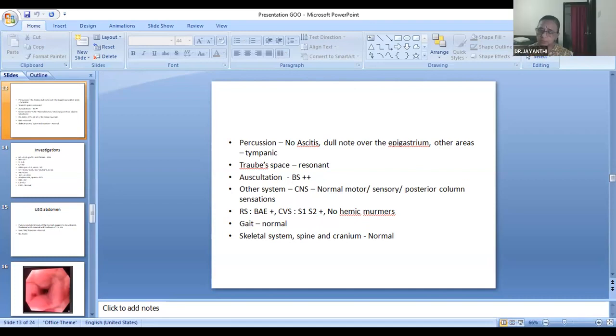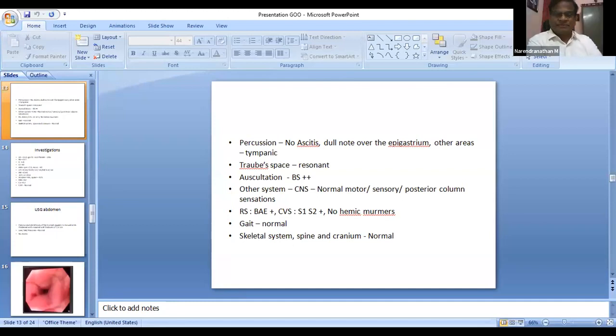Intubate this patient, is it? Every gastric outlet obstruction patient will be intubated. So for securing the airway only. Securing airway.